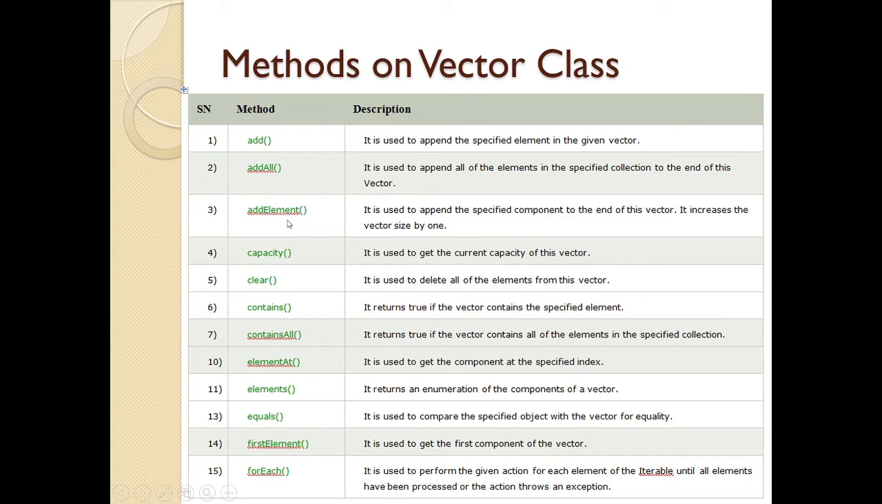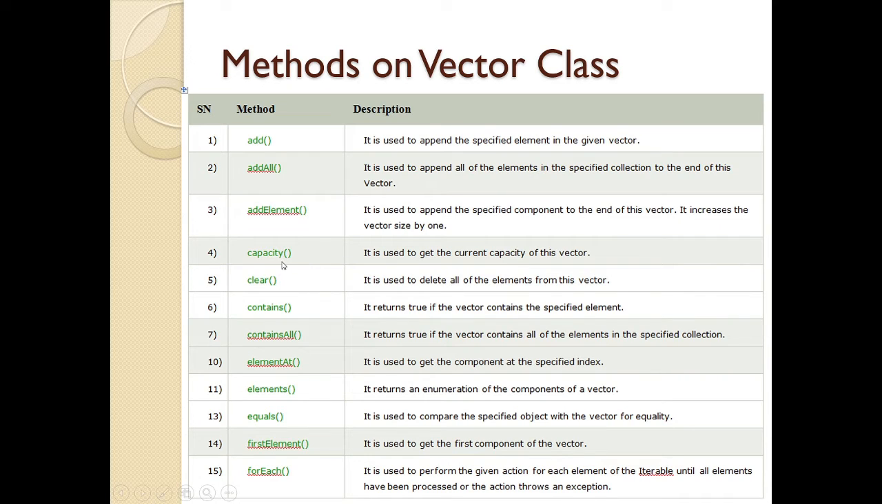Similarly, if I want to add an element to the end of this vector, I use addElement, which increases the size of the vector by 1. So dynamically it is going to grow. So addElement, and you pass the element which has to be added.